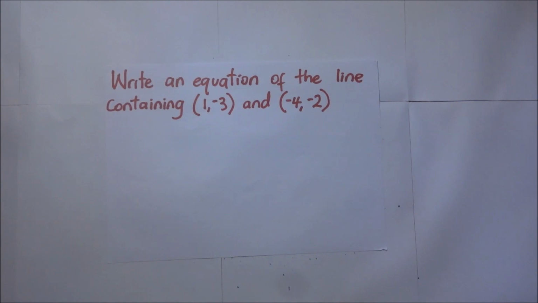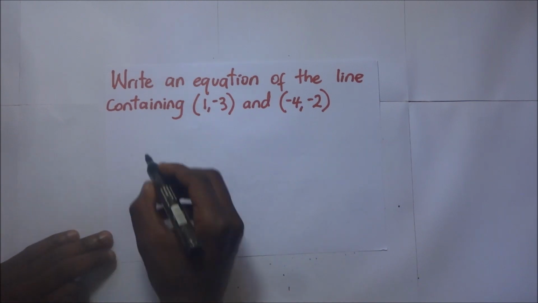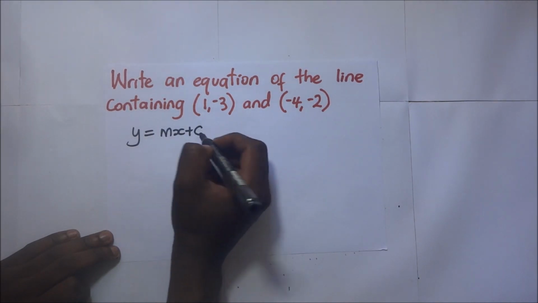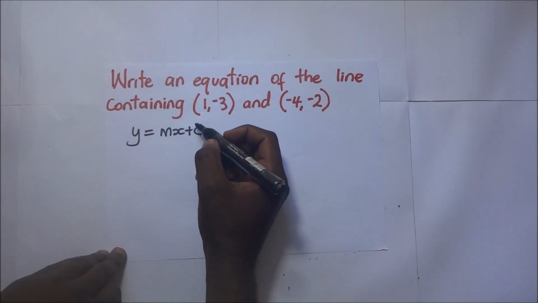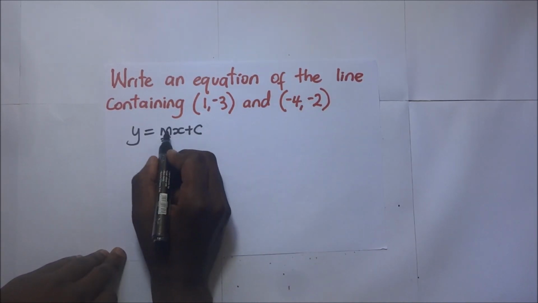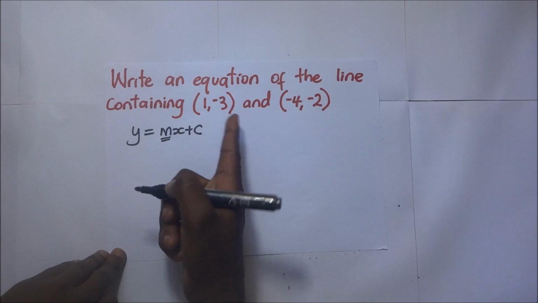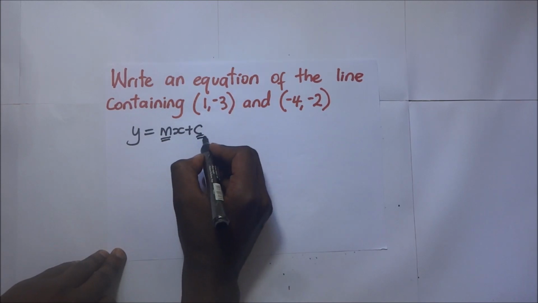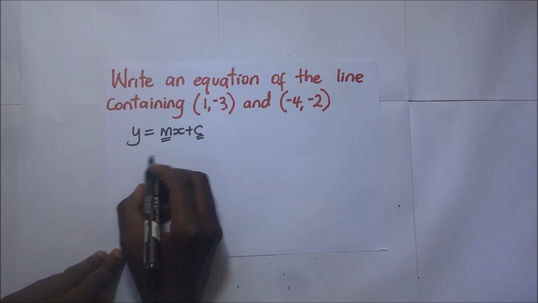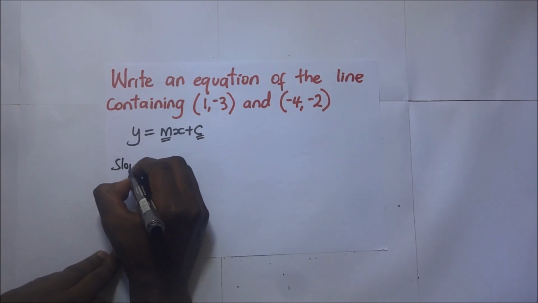So in the slope-intercept form of the equation, y is equal to mx plus c is the general form of the equation. So it means that we are going to first have to find the value of m, the slope. After finding the value of m, we shall go ahead and use one of these points to find the value of c. Then we shall substitute everything here to get the general form of the equation. So we first find the slope.